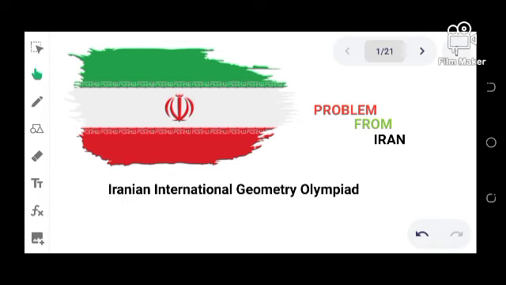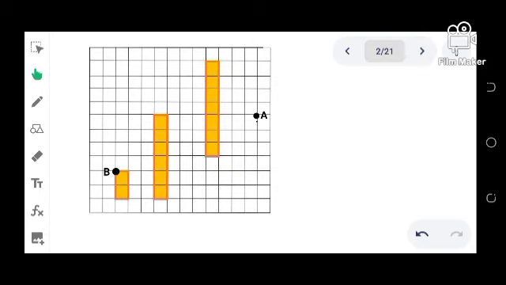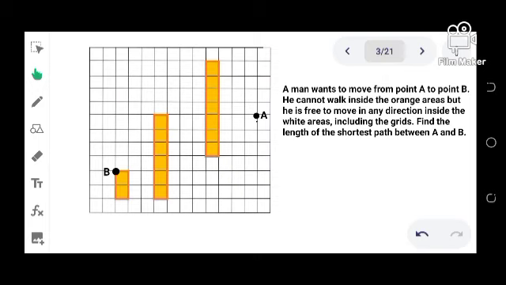And here is the problem. Given this grid right here, a man wants to move from point A to point B. He cannot walk inside the orange areas, but he is free to move in any direction inside the white areas, including the grids. Find the length of the shortest path between A and B. Now, the problem is asking us to find the shortest possible path coming from A going to B.